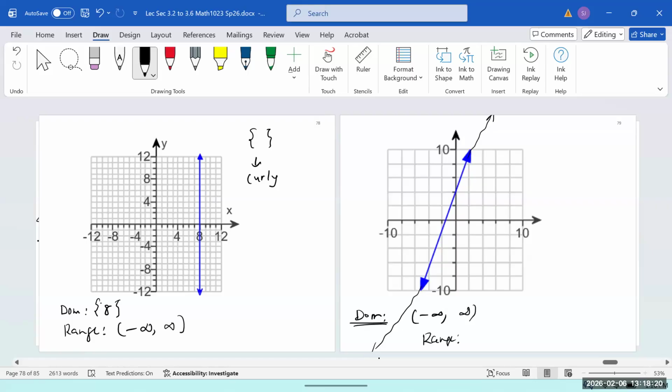You're observing the lowest to the highest point. So this graph is going on forever and ever. Negative infinity to infinity. Ta-da. That's it. So any continuous graph has negative to positive infinity.